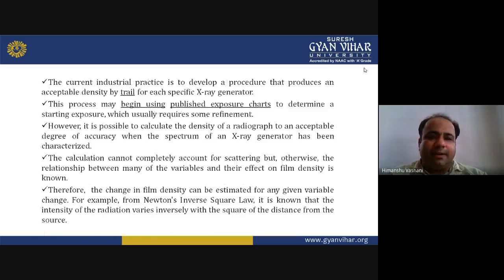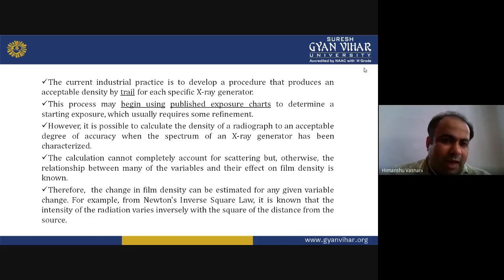The current industrial practice is to develop a procedure that produces an acceptable density by trial for each specific X-ray generator. You all know that this is very important. This may begin using published exposure charts to determine a starting exposure, which usually requires some refinement. Okay, you have a published exposure chart, but they also require some refinement based upon the upgrading of technology that we are having with us.